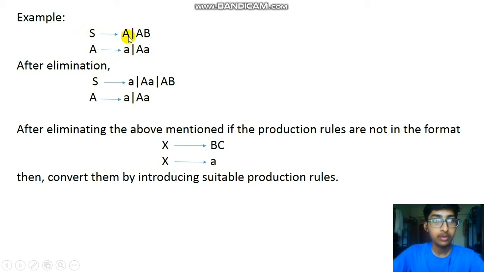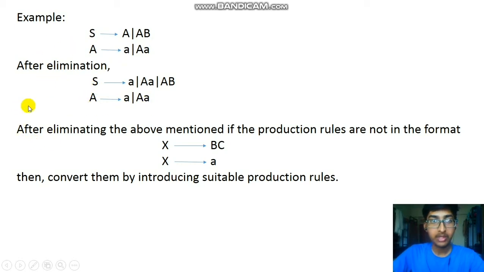So we have to replace A with this one. So S defines AA, which is this, and AB, and the rest is the same.